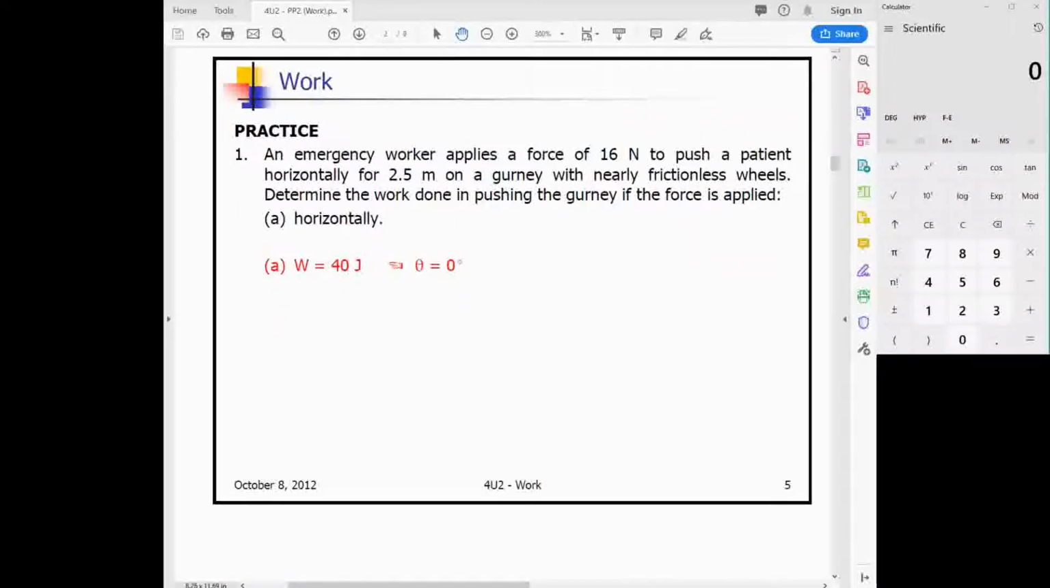Now, let's look at a problem here. It says an emergency worker applies a force of 16 newtons to push a patient horizontally for 2.5 meters on a gurney with nearly frictionless wheels. So what is the work done in this case? Now, I have a force of 16. The movement done is 2.5 meters. And this is being done at an angle of 0 degrees. So cosine of 0 is 1. So my work done is 40 joules.